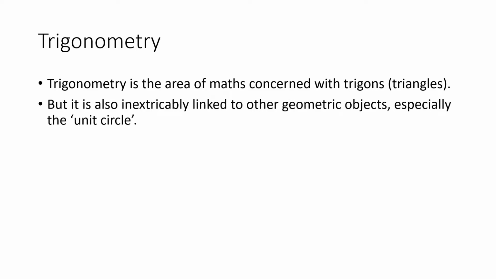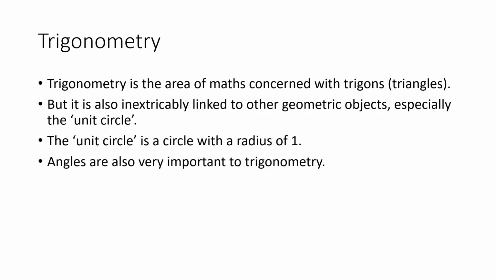But it's also inextricably linked to other geometric objects, especially a type of circle called the unit circle, which you've seen already. It's a circle which is exactly 1 unit in radius. And angles are also very important to trigonometry. For example, every triangle has 3 angles in it. It's called a triangle, after all.